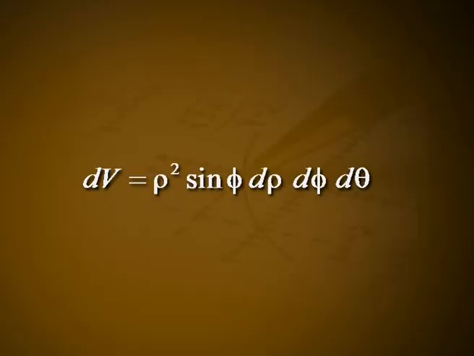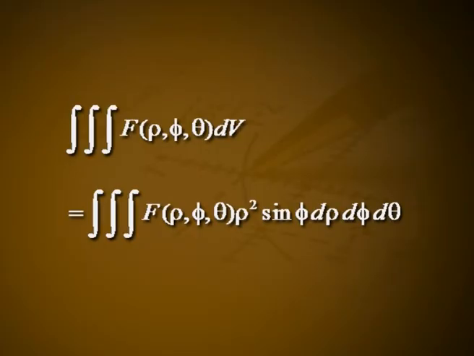The wedge is approximately a rectangular box with one side a circular arc of length rho d phi, another side a circular arc of length rho sin phi d theta, and thickness d rho. Therefore, the volume element in spherical coordinates is dV equals rho squared sin phi d rho d phi d theta, and triple integrals take the form triple integral f of rho phi theta dV equals triple integral f of rho phi theta rho squared sin phi d rho d phi d theta.